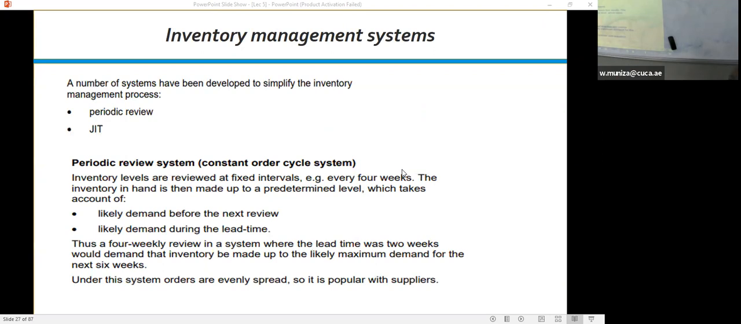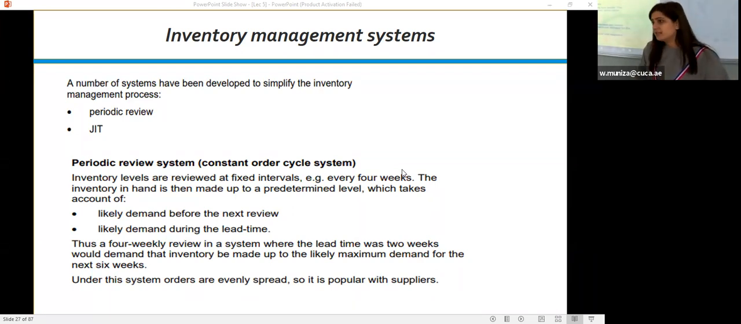Now, my dear students, there are so many inventory management systems which are adopted in the organizations. Most specifically, periodic review and just in time can be asked to you in the exam. Now, what is the periodic review? As its name suggests, inventory is going to be counted after a specific interval. We set a predetermined level, and every now and then, we review the inventory present in our warehouse and make it reach the predetermined level.